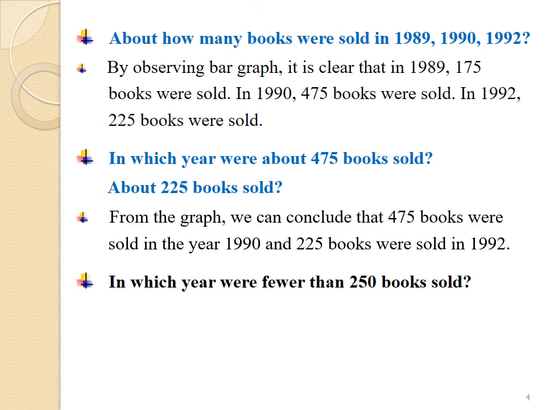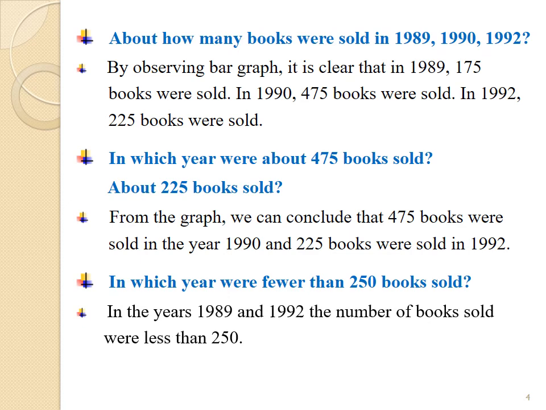Now, question number 3. In which years were fewer than 250 books sold? By looking at the graph, it is clear that in the years 1989 and 1992, the number of books sold were less than 250.